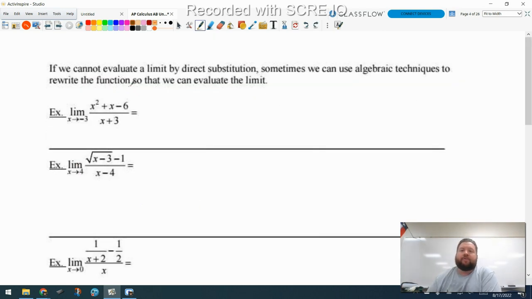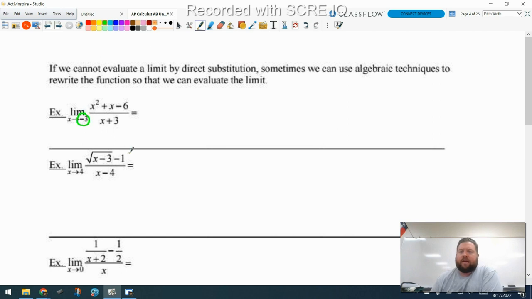All right, so what happens if we can't evaluate by direct substitution? Then we're going to use some algebra techniques. So you'll see some problems that might look a little familiar that we've done with our numerical method in our previous lesson, and you'll see some new problems as well. Remember, you're always going to try direct substitution first.